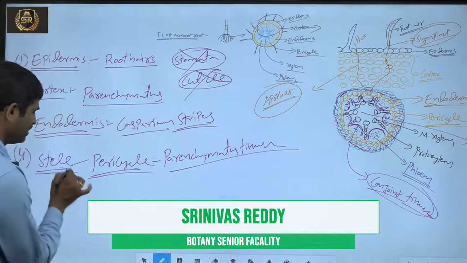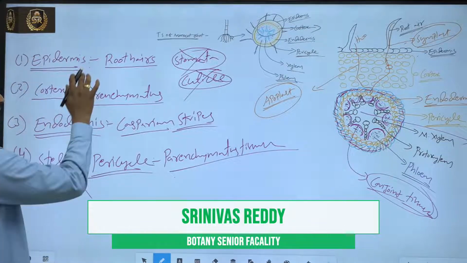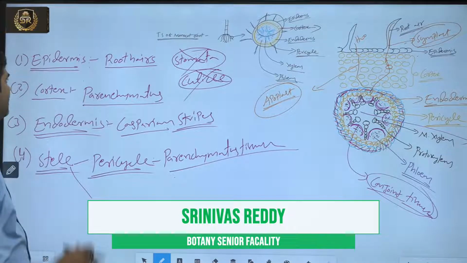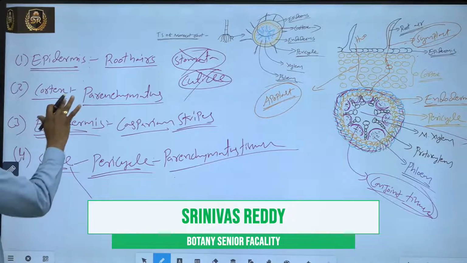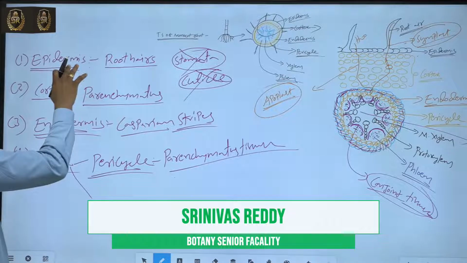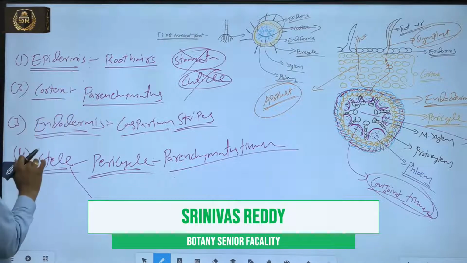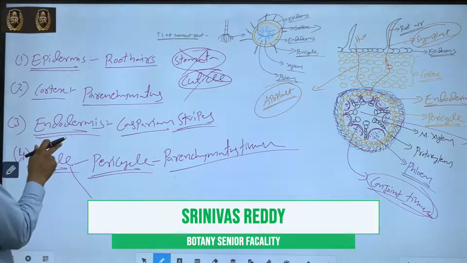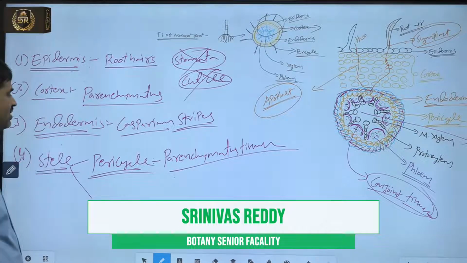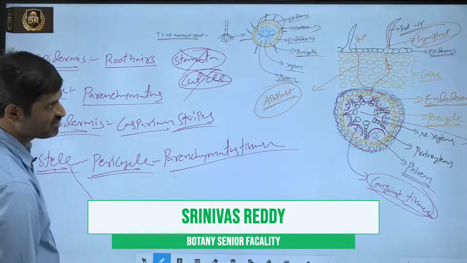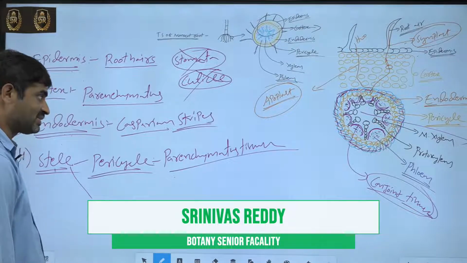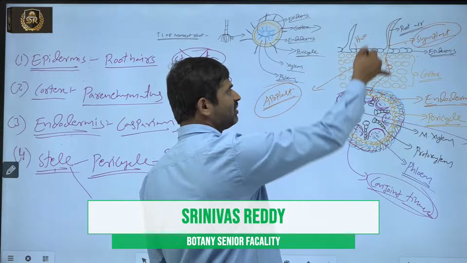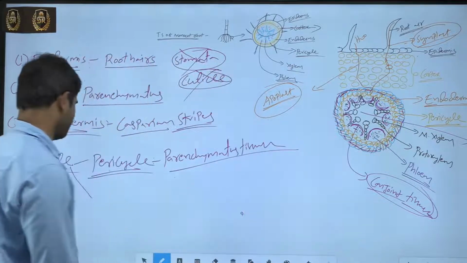Next part, epidermis is the outermost part, and cortex is located between epidermis and endodermis, the middle part. Next one, endodermis is located outside the stele, inside the cortex. Endodermis is made up of Casparian strips. Casparian strips' main function is prevention of leakage of water from stele to cortex region.